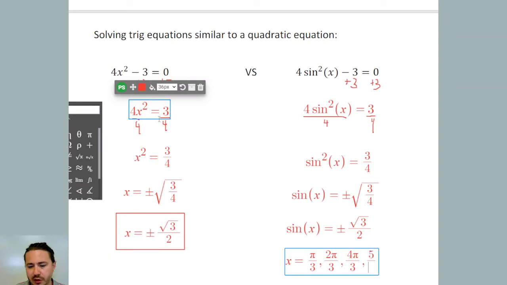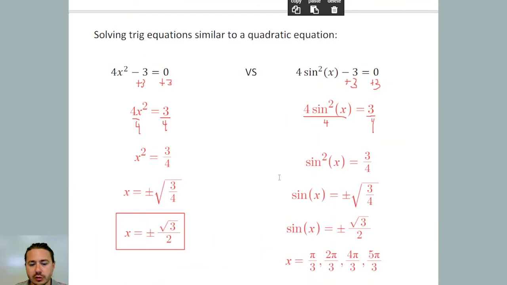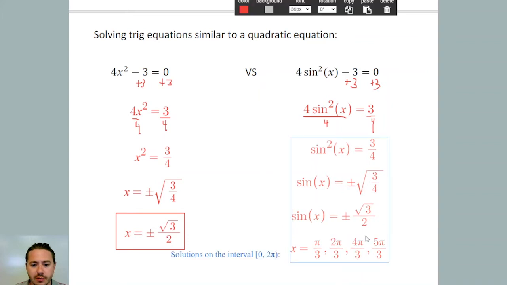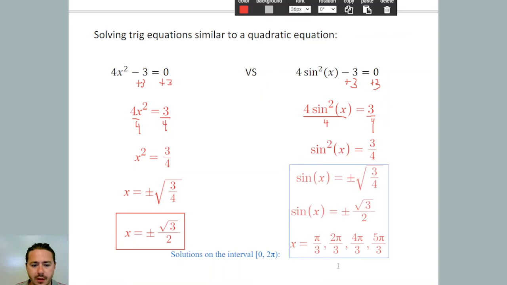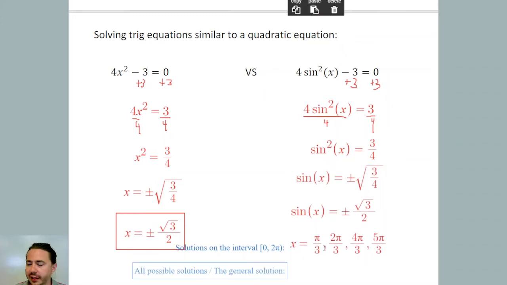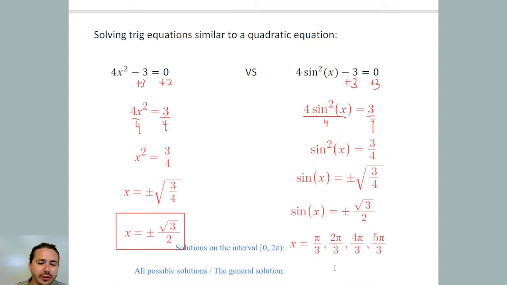Now these would be the solutions on the unit circle. So if the question is asking for just the solutions on the interval, then that would be all you would include. Let's see if I can move some of this up just a tad. Just give me a little bit more room here. So these are my solutions on the interval. And then the general solution will look just like this, except we'll tack on a plus 2 pi n at the end. And that's really the only difference, okay? So you're still finding those coordinates around the unit circle.